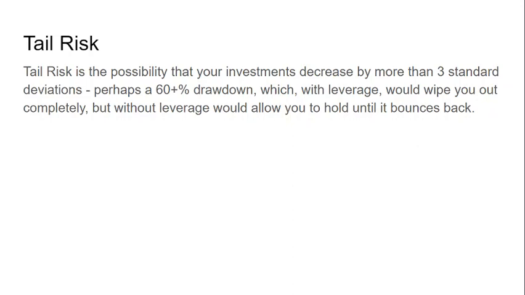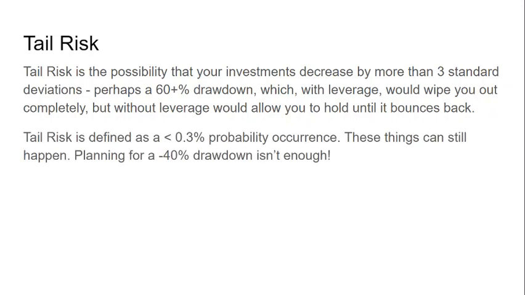I think the stock market, the S&P, decreased by about 58%, something like that. If you were leveraged in that, you might have been completely wiped out and you would not be able to hold through that. But if you're not leveraged, you can just hold through everything and it will probably be all right. Tail risk is defined as a less than 0.3% probability occurrence. But these things can still happen.